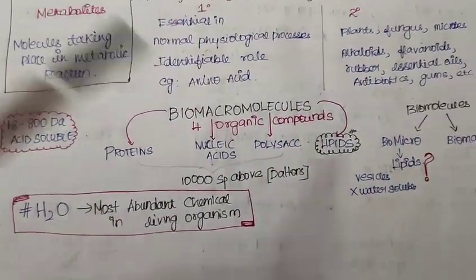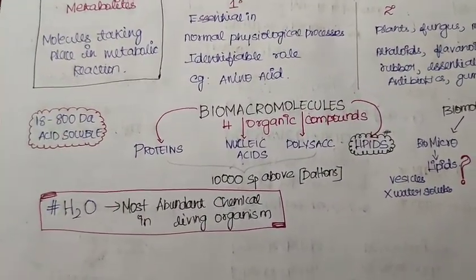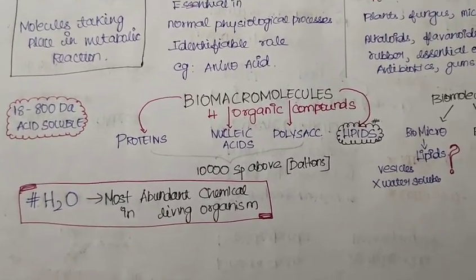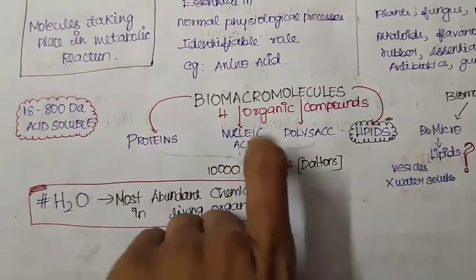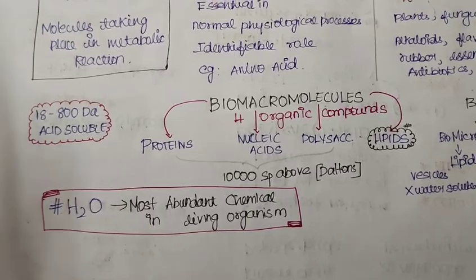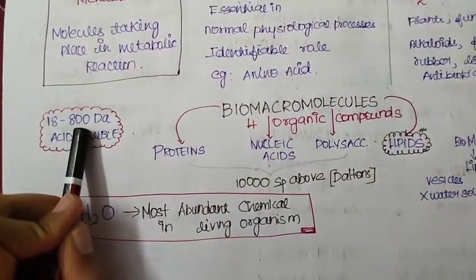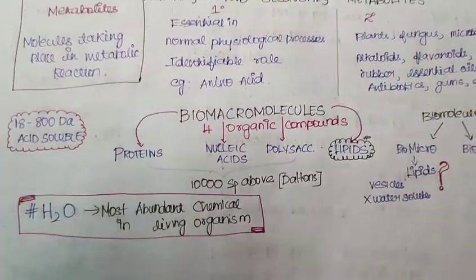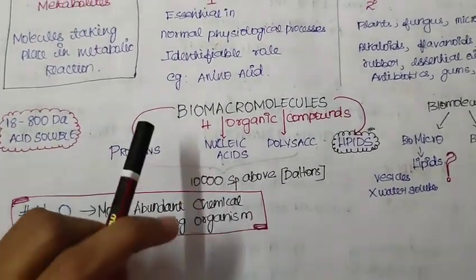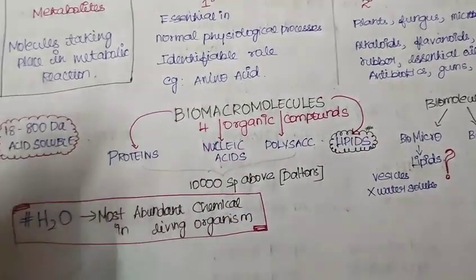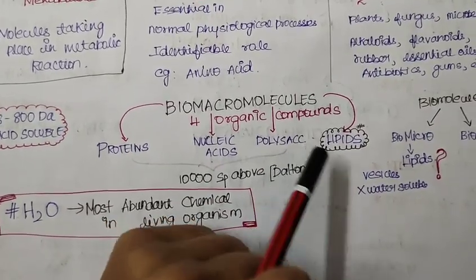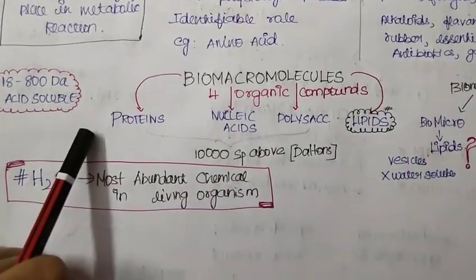Now we will be talking about the biomacromolecules. Okay, we already discussed that the biomolecules can be divided into micro and the macromolecules. So now we are talking about the biomacromolecules. These biomacromolecules are nothing but what will be found in the acid insoluble fraction. Okay, and there are four organic compounds under the biomacromolecules, which are proteins, nucleic acid, polysaccharides, and lipids. Okay, these are the four organic compounds.